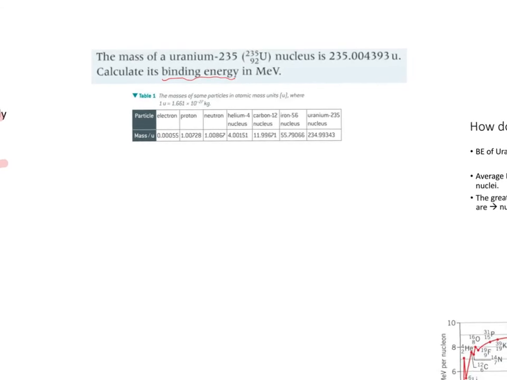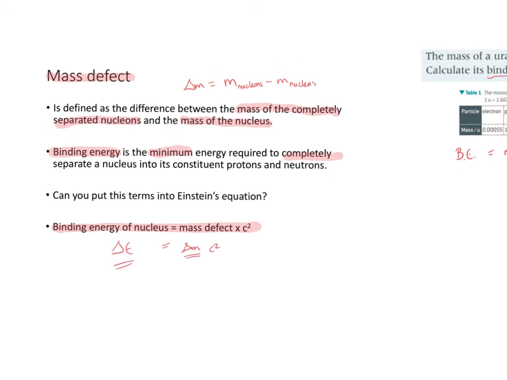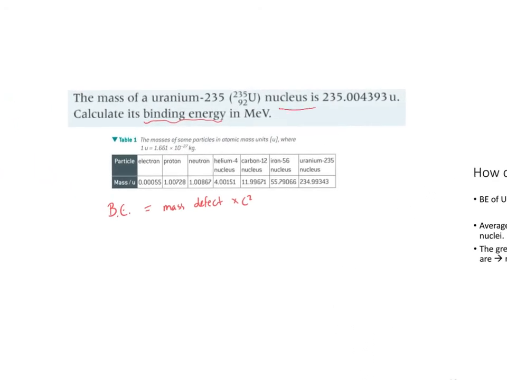Since we already said that we can use the equation binding energy is equal to the mass defect times c squared. Remember, the mass defect is just the difference between the mass of the completely separated nucleons and the mass of the nucleus. The question gives me the mass of the nucleus already. So here I know the mass of the nucleus, but I need to find out the total mass of the separated nucleons.